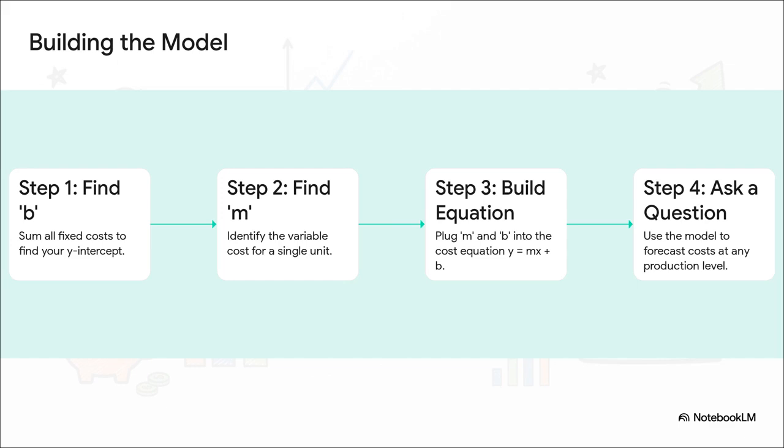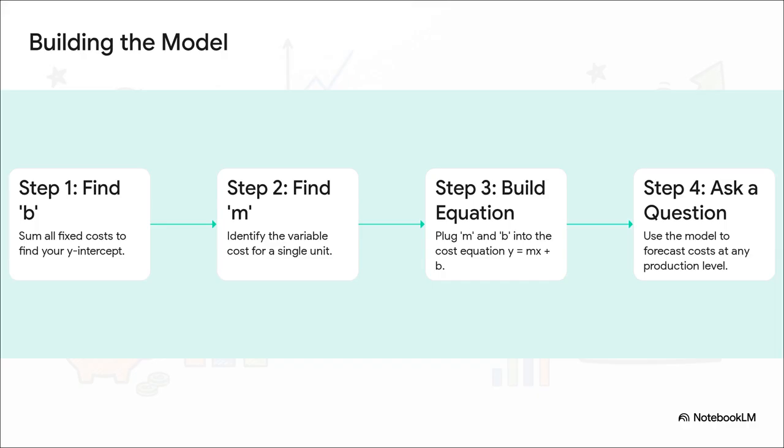Okay, step 1. I need to figure out my baseline. What are my fixed costs? What are the bills I have to pay every month, no matter what? All right, looking at my data, I've got $2,000 for rent, plus $3,000 for my staff, plus another $500 for utilities. So my b value is $5,500. Got it. Okay, step 2. Now what's my m? What's my variable cost for each unit? For every single bag of coffee I want to make, what's that extra little cost? The data tells me it's $5. Perfect. m equals 5.